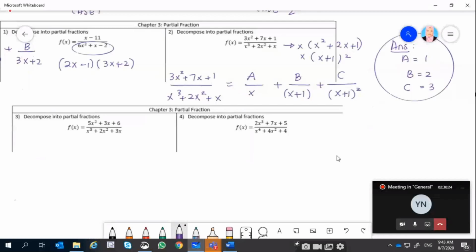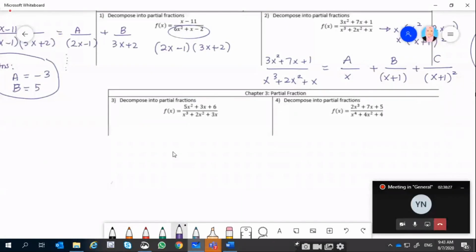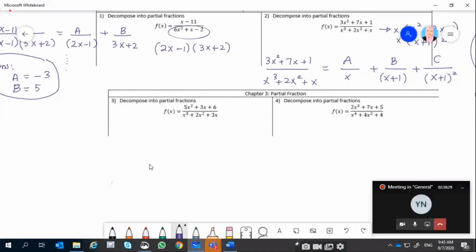Okay, so now question number 3. The denominator here is x cubed plus 2x squared plus 3x. Factor out x again. Then you get x bracket x squared plus 2x plus 3. Can you further factorize it? Let me check. Can you further factorize it into x plus 3, x minus 1?